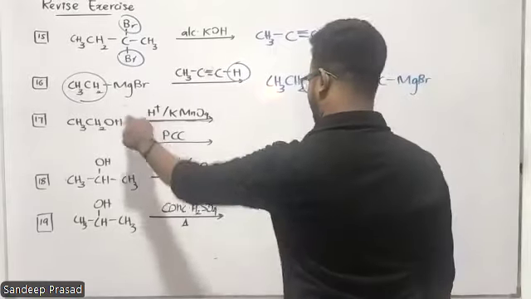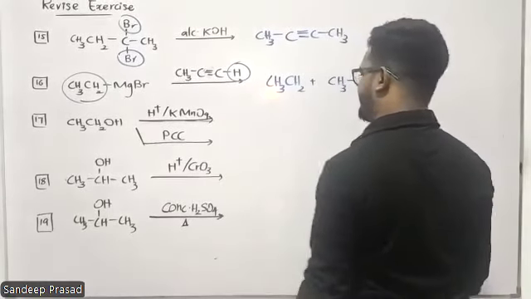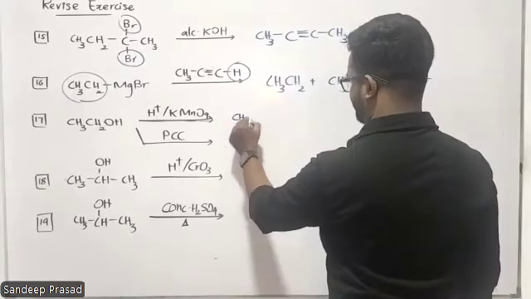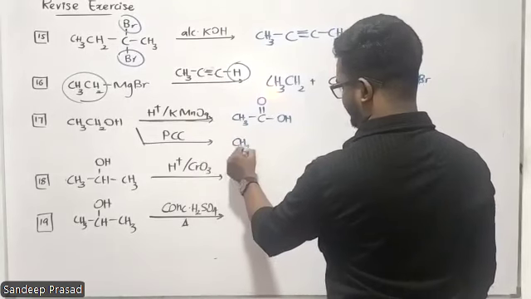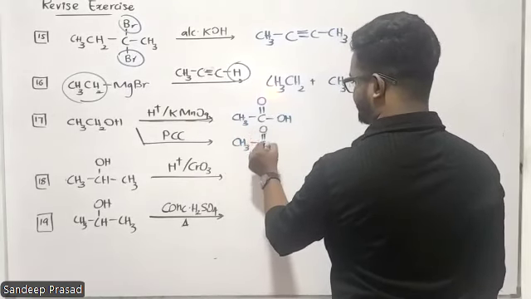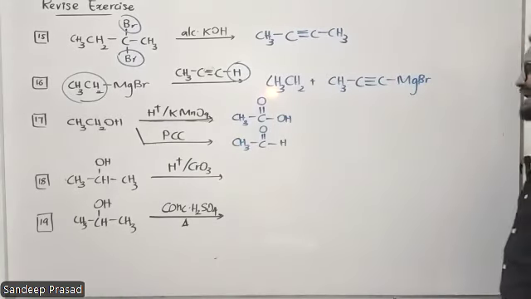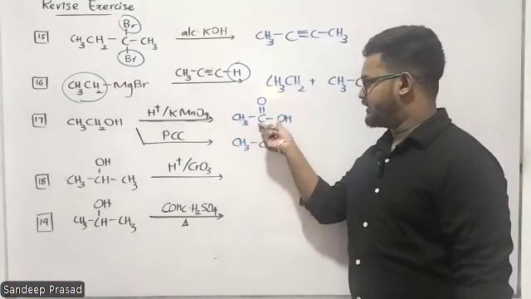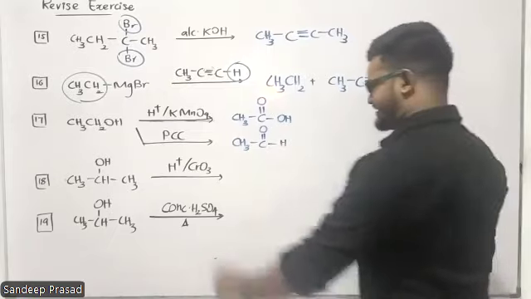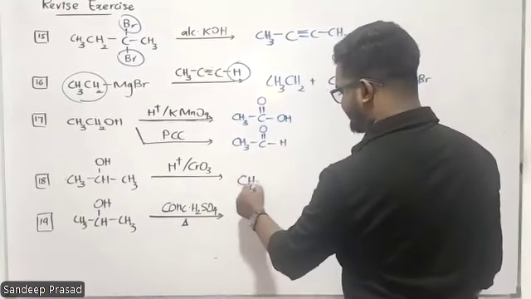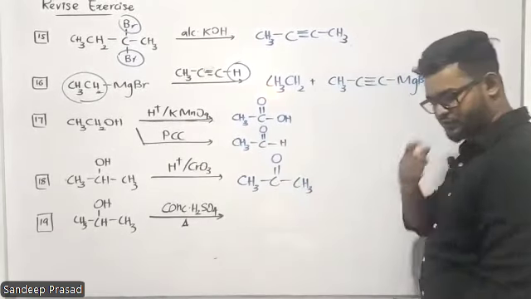This is the alcohol, and we are adding acidic KMnO4 and PCC. So what are the products? When we add acidic KMnO4, it goes to the carboxylic acid, CH3COOH. When we add PCC, it will convert into an aldehyde. We can stop at the aldehyde stage by adding PCC. With acidic CrO3, if it is a secondary alcohol, remember students, we always end up with a ketone. No issue.